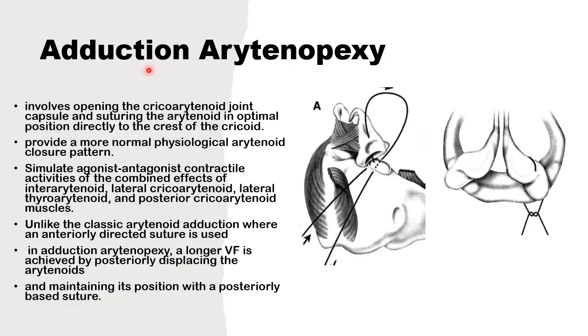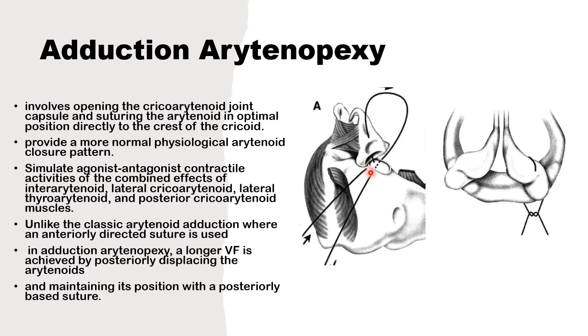The next operation is the adduction arytenopexy. This operation is different. You are not pulling on muscles to rotate the arytenoid into the adducted position. Here we are actually fixing the whole of the arytenoid in one single position over the cricoid plate. This operation is suitable for arytenoids that are malrotated or displaced forward, or in fixation of the joint by diseases.